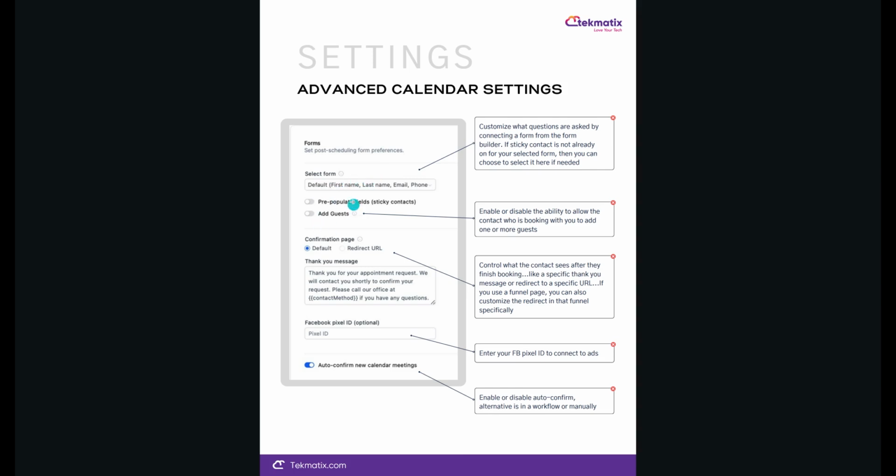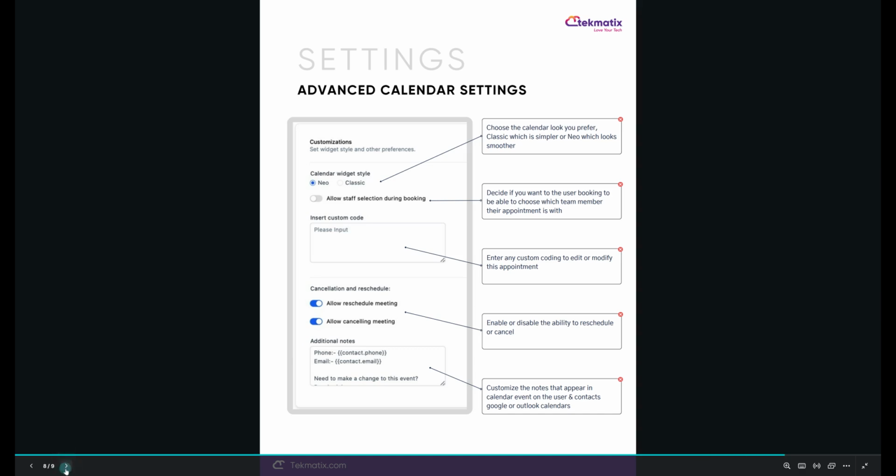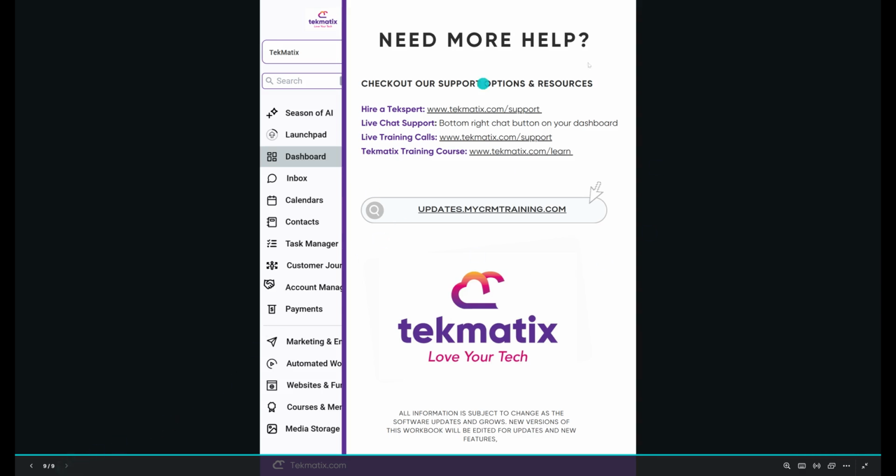Now, you can also allow people to add guests, add a Facebook pixel. You can add a default thank you message or redirect them to a thank you page. And then you can also choose whether you first approve that booking or if you automatically approve it straight away, so it goes straight into your calendar and is confirmed. There's lots of other types of settings that you can include in here, including how you and the customer receive the confirmation of the notification, and even the design and the layout and all of the notes that are included.